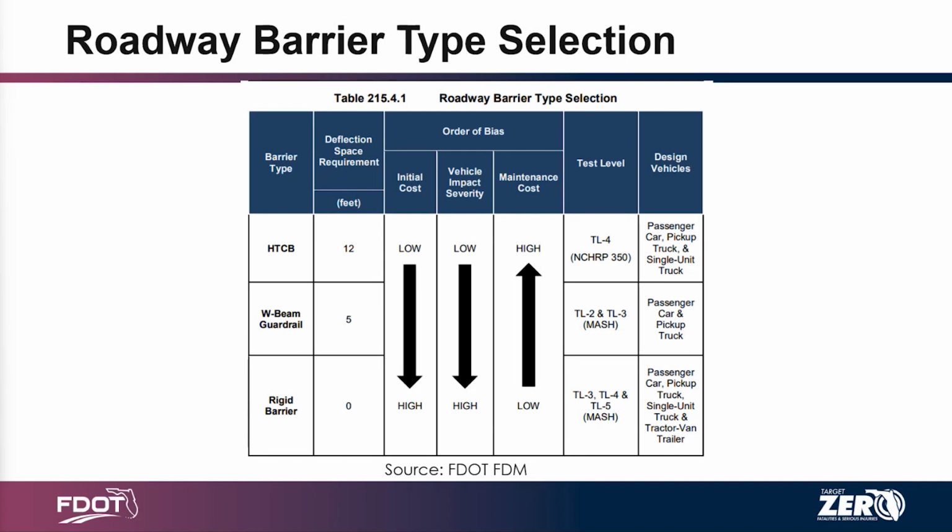But the main thing here is the vehicle impact severity. You'll have a lesser severity for that cable barrier, and your rigid barriers are not going to exhibit any deflection under the impact, so the crash severity will likely be highest of all of those barrier options. One thing I do want to mention is that there are different design vehicles for these cable barriers. This is all in the FDM if you want to take a closer look, but there are just a lot of different things to consider. The FDOT is recommending the high tension cable barrier as the preferred barrier option for your continuous median barrier, as long as these design criteria are met.